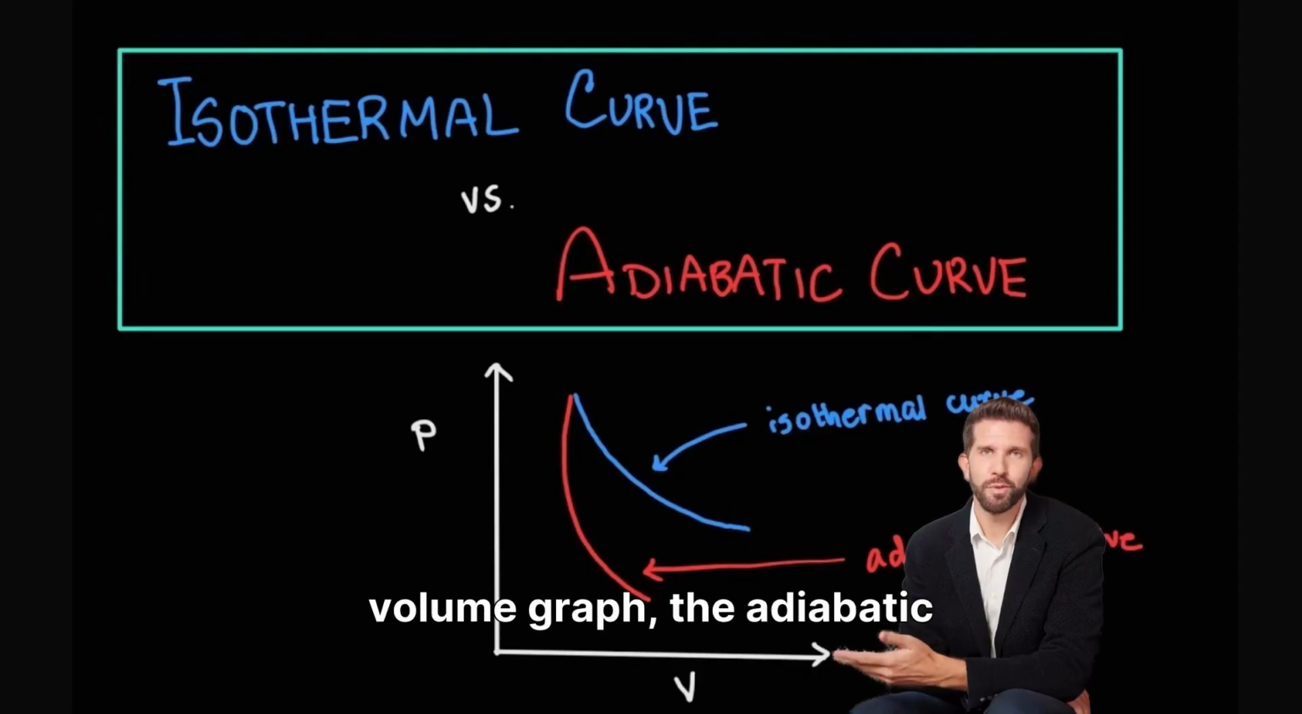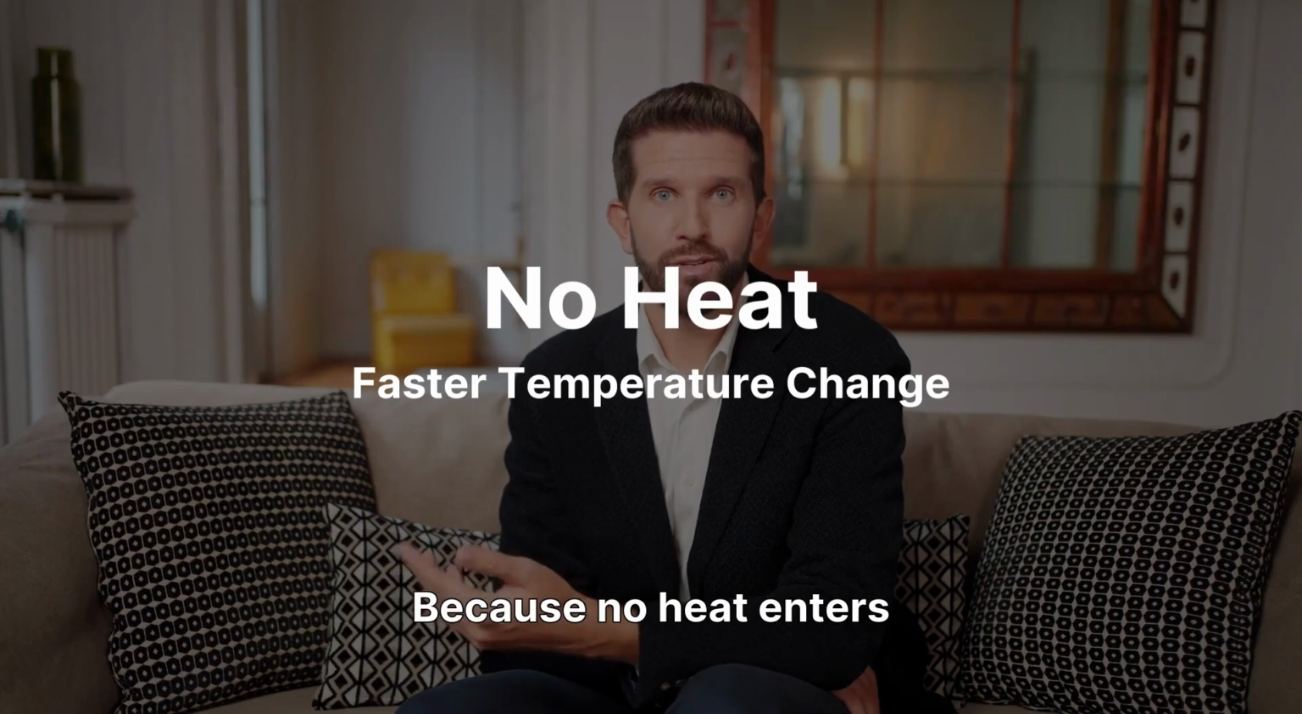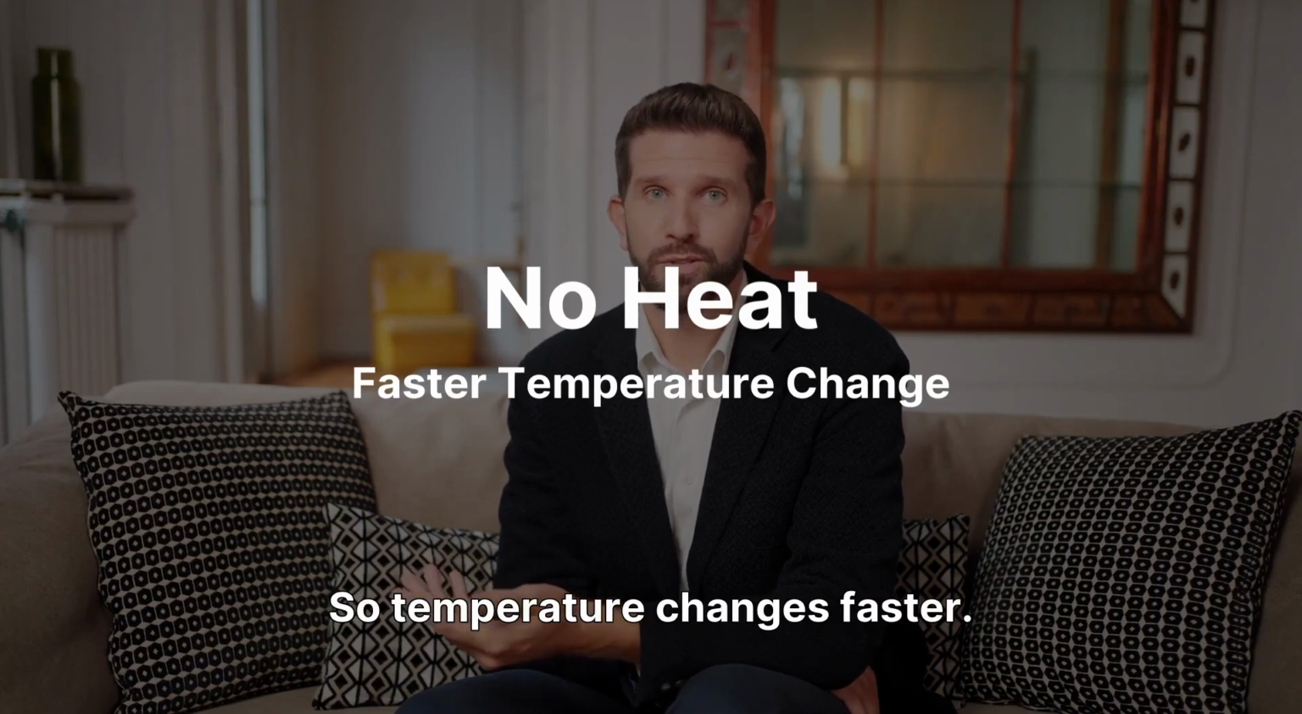On a pressure and volume graph, the adiabatic curve is very steep. It is steeper than the isothermal curve. Why? Because no heat enters the system, so temperature changes faster.